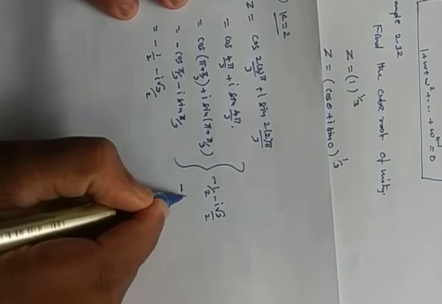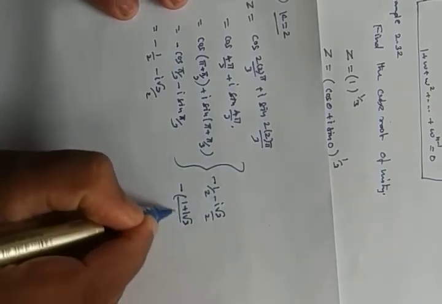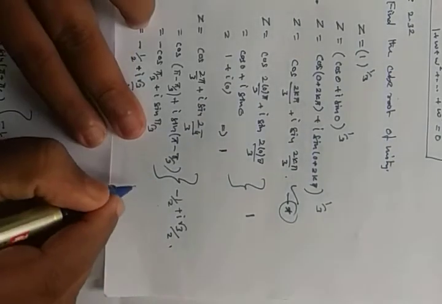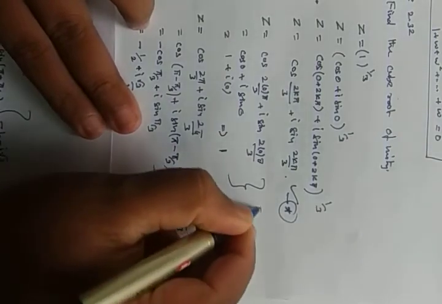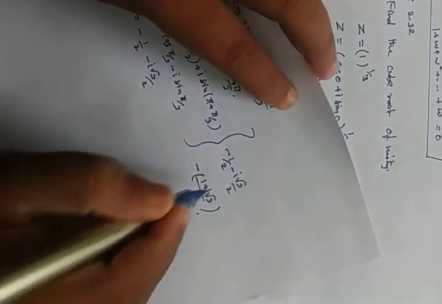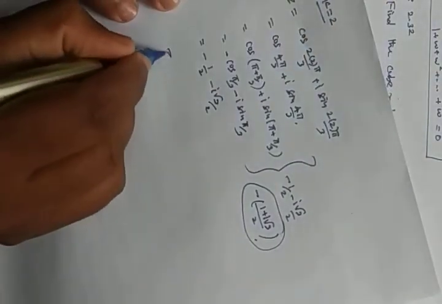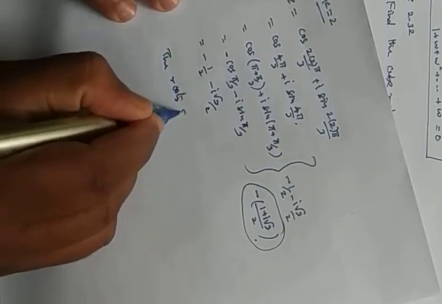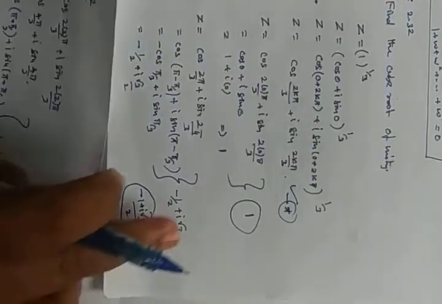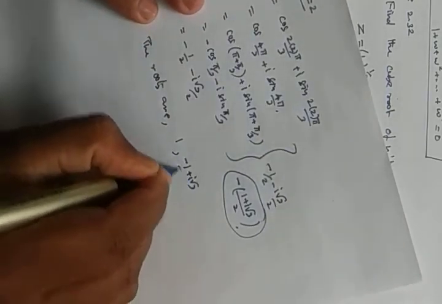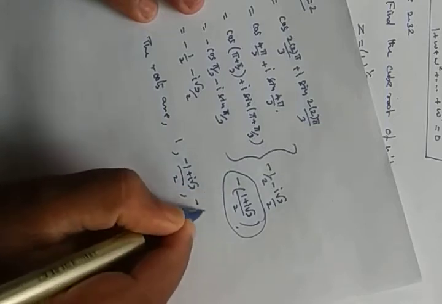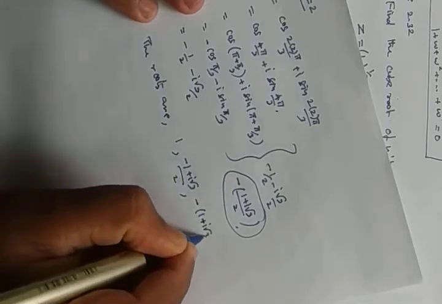In short, you can write minus, commonly, 1 plus i root 3 divided by 2. Okay, similar way here also, minus 1 plus i root 3 divided by 2 we can write. This is one root, this is one root, and then finally we have one more root. So therefore the roots are, what you can write: first is 1, because here 1. Next one is minus 1 plus i root 3 by 2. Next one is minus of 1 plus i root 3 by 2. These are the three values we can write here.